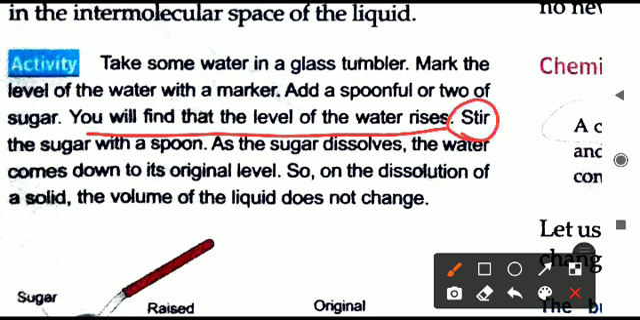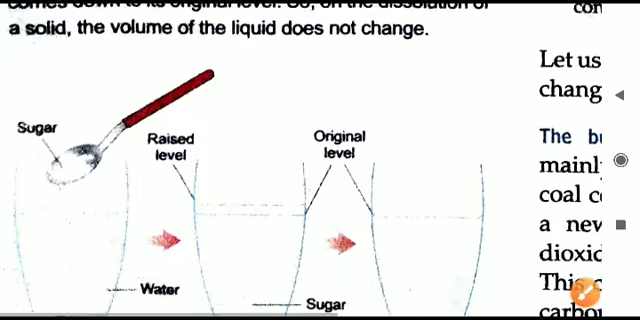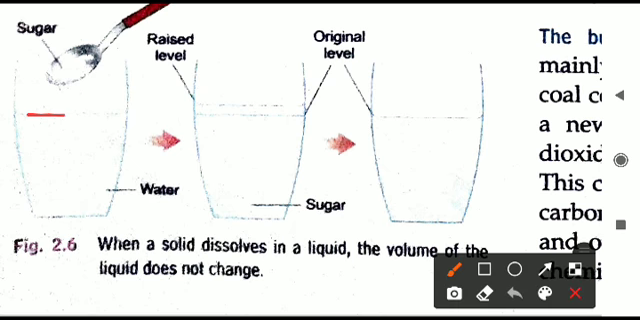And then we have to stir the mixture, meaning we have to mix the sugar. As and when the sugar dissolves, the water level comes down to its original level. First of all we have marked the level. When we add the sugar, from that actual level only, we will find that the water level has increased. So we can easily observe this if we mark the water level with the marker on the glass.